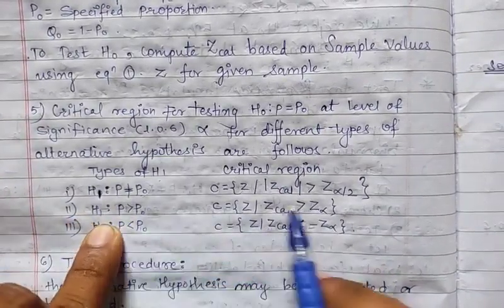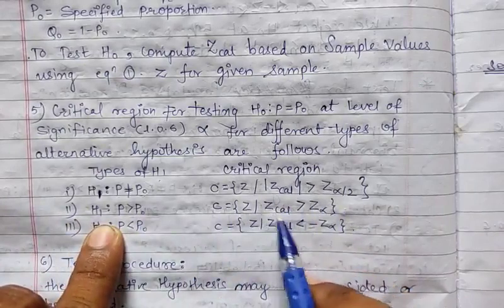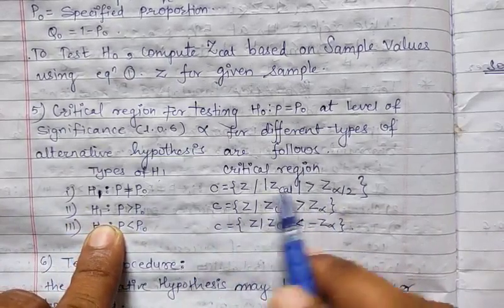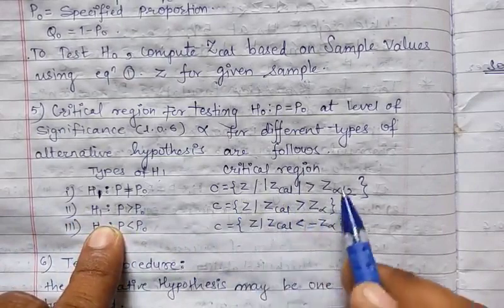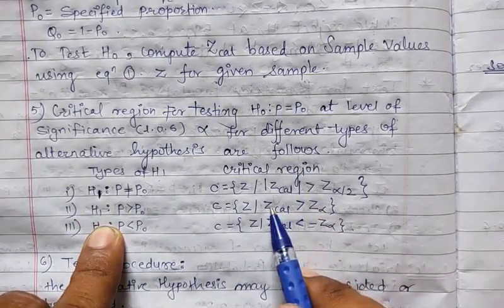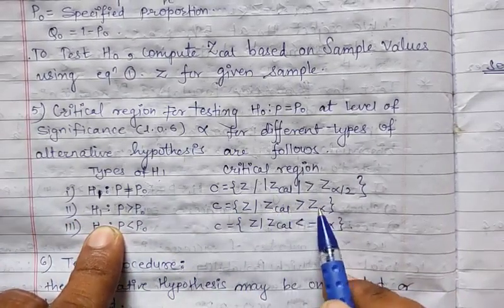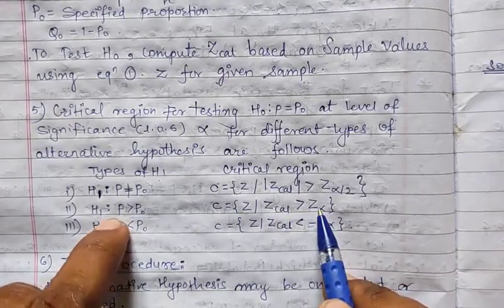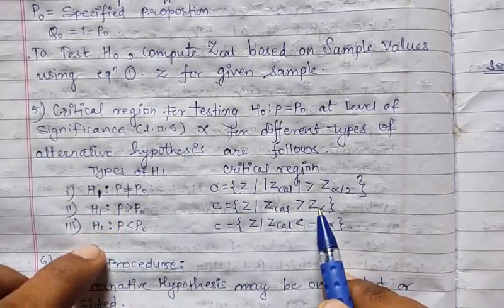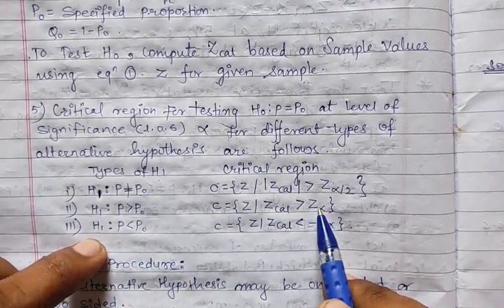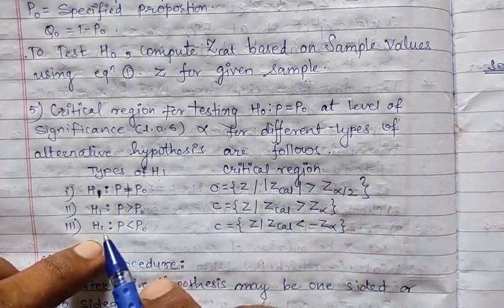So, for that condition, the critical region is Z calculation greater than Z alpha. Now, if it satisfies this equation, it means Z calculation value is greater than Z alpha, then we reject H0. Otherwise, we accept H0. And last, to check H0 versus H1.